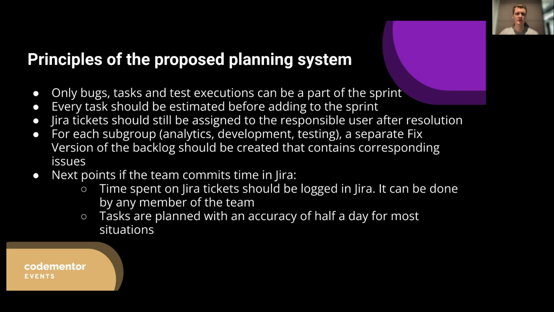Jira tickets should still be assigned to the responsible person after task resolution. This is just for transparency. And after the sprint, you may see who did what, basically, to see what kind of tasks people worked on during the sprint, and see which tasks were unplanned and which were planned, and you will clearly see the reason why some of the tasks got their way to the next sprint, if there are any.